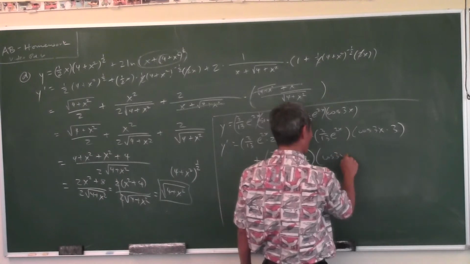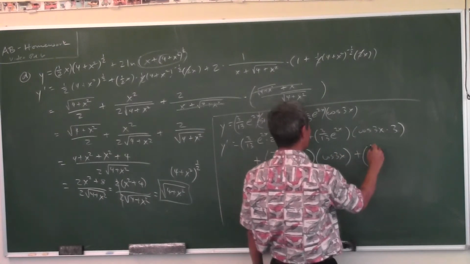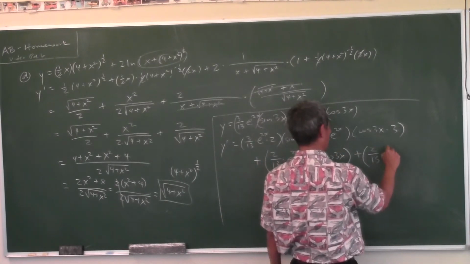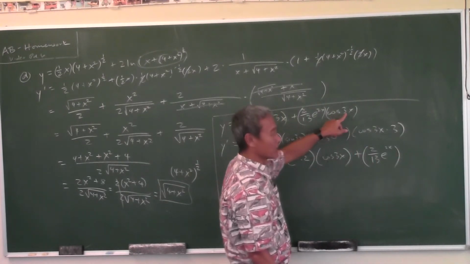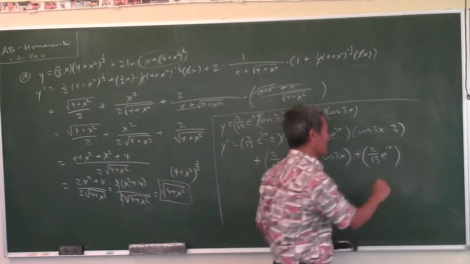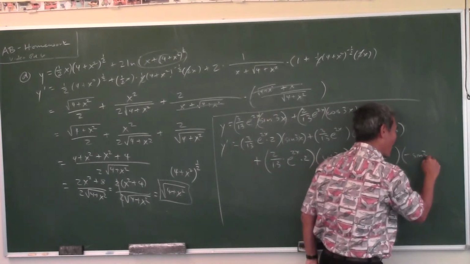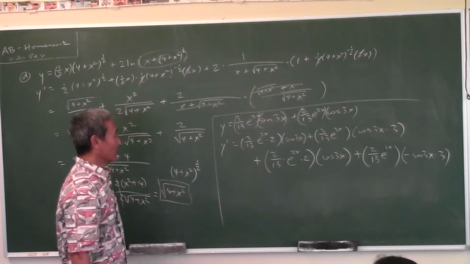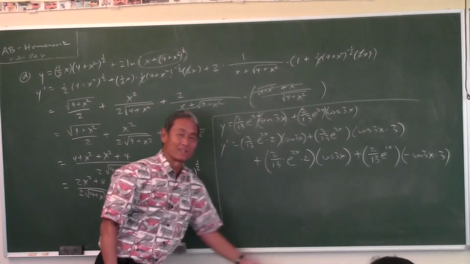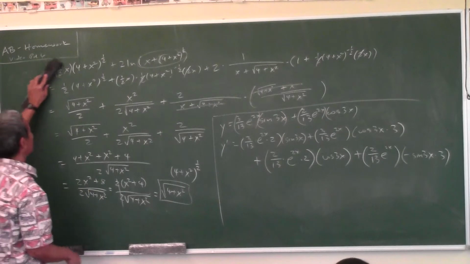Leave the second one alone. Plus, now you leave the first one alone, times the derivative of the second. Now what do I see here? Cosine box. What's the derivative of cosine box? Negative sine box times the derivative of box. Okay, that one simplifies very nicely, so I'm not going to do that.